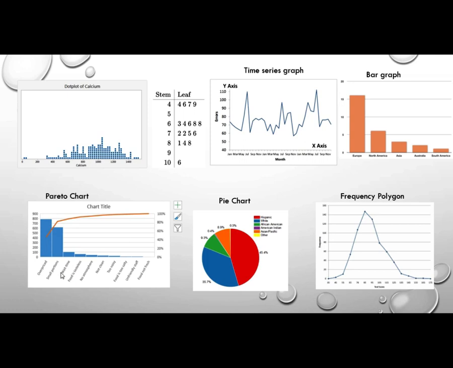Pareto chart's similar, right? We have the same thing, but it also uses the cumulative frequency here. And then when it gets to about 80%, people make different decisions based on their Pareto charts. Yeah, so you can read up on that. Pie chart is very, very familiar to us. We see these in the newspapers all the time.